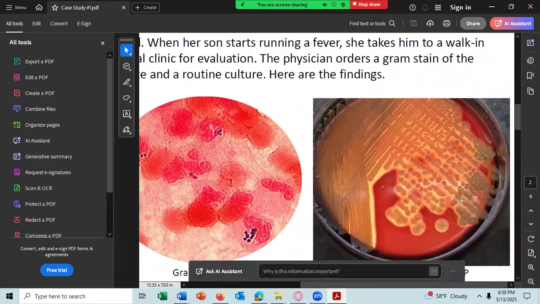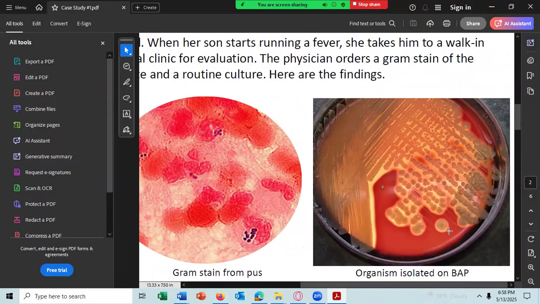And this is the bacteria growing on a blood agar plate. There's the bacteria colony. You can see hemolysis on the blood. Tell me what type of hemolysis that is.